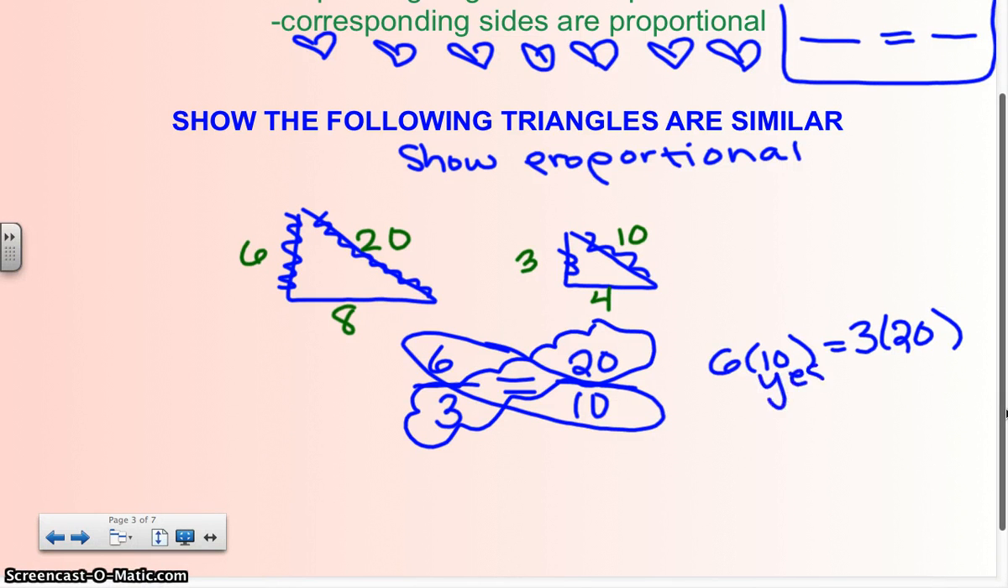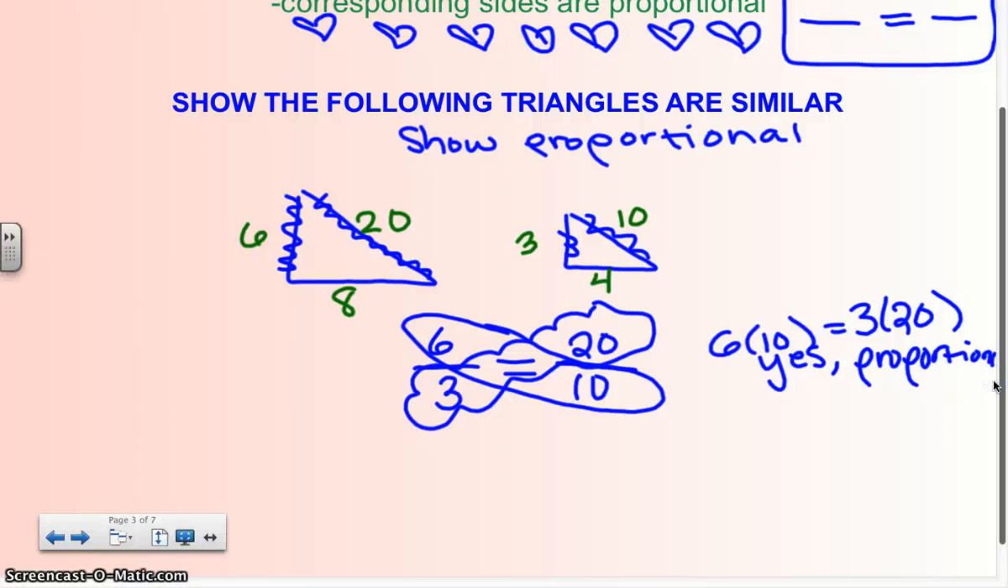So they are proportional. And if they are proportional, then they are similar. So, similar. Now that's the more advanced. I started you out hard right away.